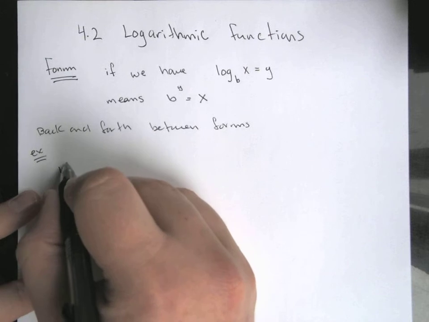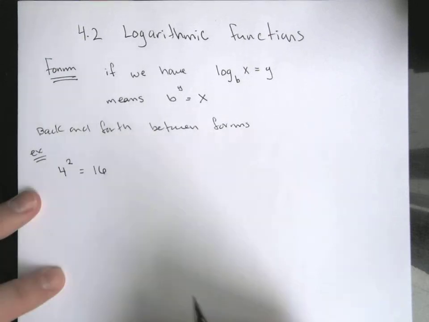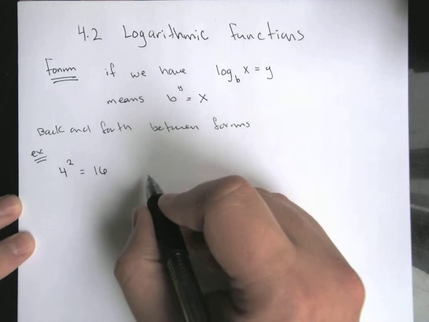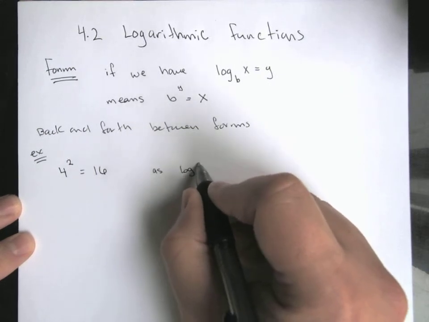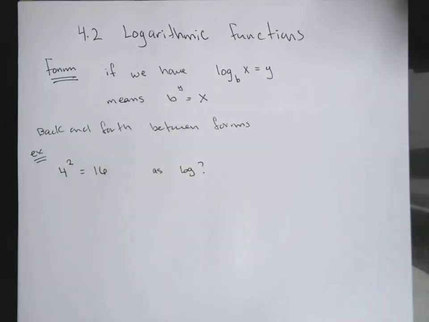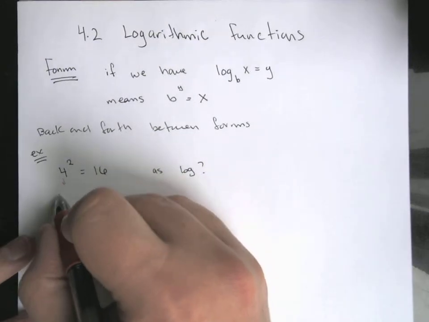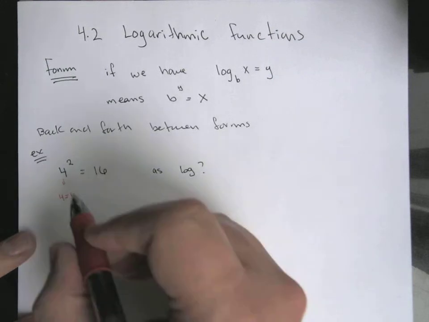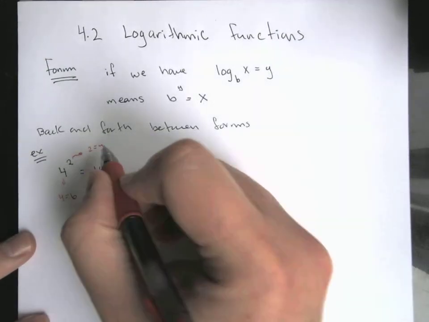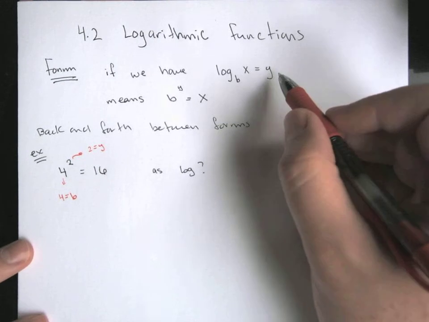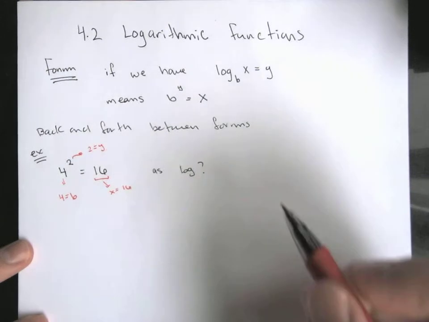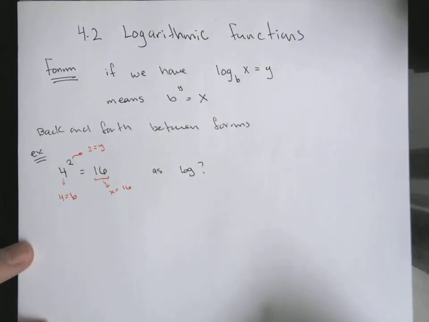Let's take 4 squared is 4 times 4 equals 16. So what is this going to look like as a logarithm? Let's see. So the idea here is 4 is our b value, 4 is the base. The exponent, the 2 here, is going to be our y value. That's where we're ending up. And the x, which in this case is the 16, is what we're taking the logarithm of.